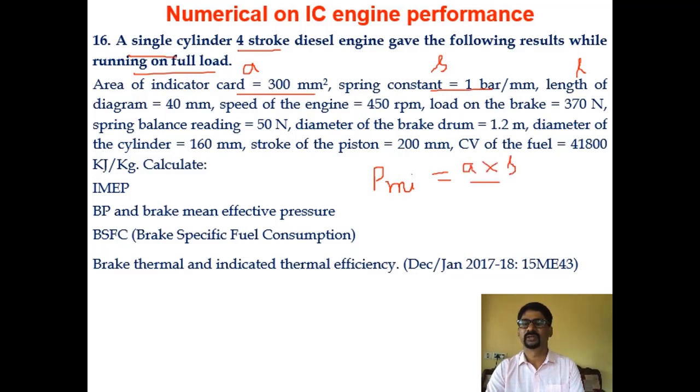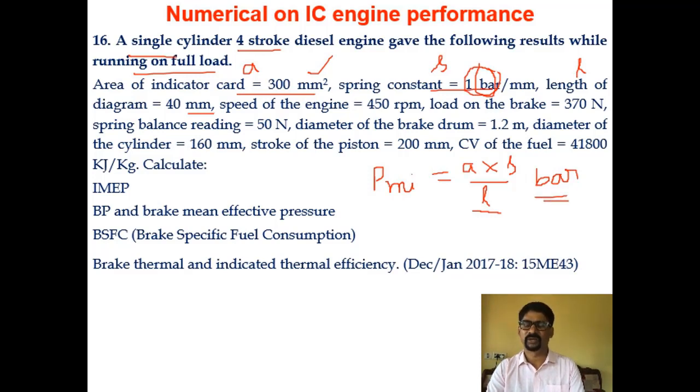So here the unit which is attached to this PMI will be bar. Not 1, it's bar. So per millimeter, and this millimeter square, and this millimeter, so it gets cancelled. When substituting you can check: the numerator has millimeter square, S is 1 bar per millimeter, so millimeter will come to the denominator, and in the denominator again 1 more millimeter is their length. So millimeter square in the numerator and millimeter square in the denominator get cancelled. So you'll get the unit for the mean effective pressure as bar.